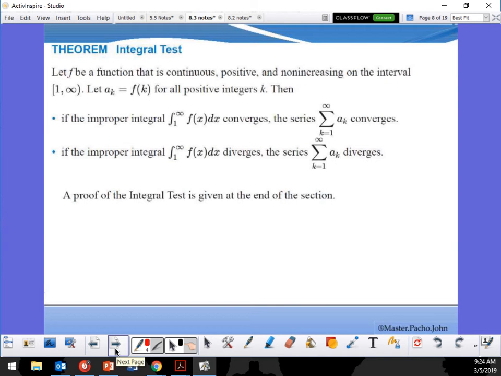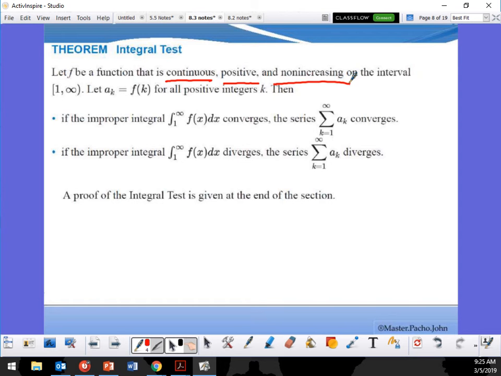All right, so theorem, integral test. Let f be a function that's continuous, positive, non-increasing. Remember, if it stays the same, that's not increasing, so not decreasing. On the interval from 1 to infinity, let a of k equal f of k for all positive integers k. Then if the improper integral from 1 to infinity of f of x dx converges, then the series converges.